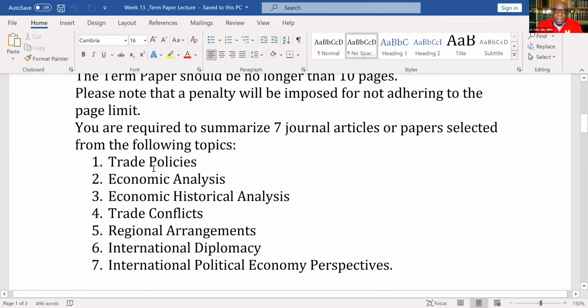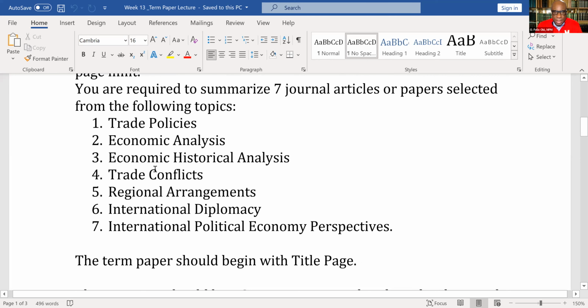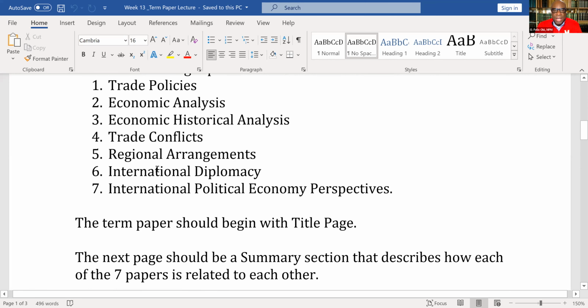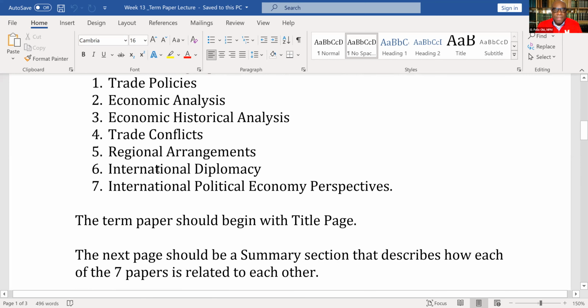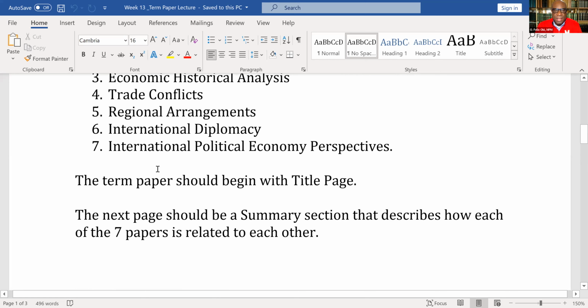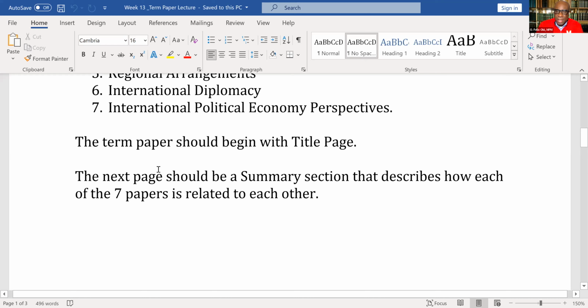You are required to summarize seven journal articles or papers selected from the following topics. Trade policy, that's one. Two, economic analysis. Three, economic historical analysis. Four, trade conflict. Five, regional arrangements. Six, international diplomacy. Seven, international political economy perspectives. As you know, there is the liberal order, there is the Marxist, and you could pick any one of those.